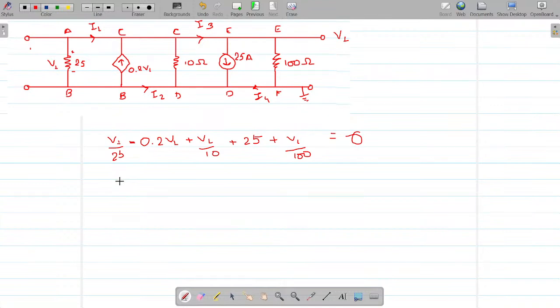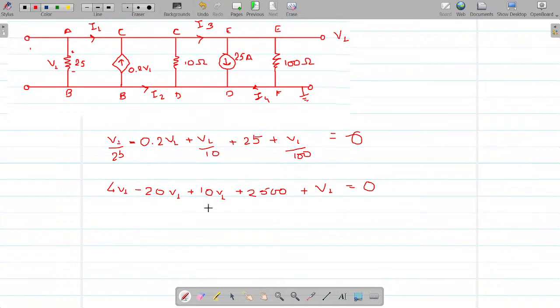What I am doing, I am multiplying the entire equation by 100. Can I write 4 times V1 minus, if I am multiplying it by 100, it will be 20 V1 plus 10 V1 plus 2500 plus V1 is equal to 0. I hope my handwriting is clear. I will try and work upon my writing though.